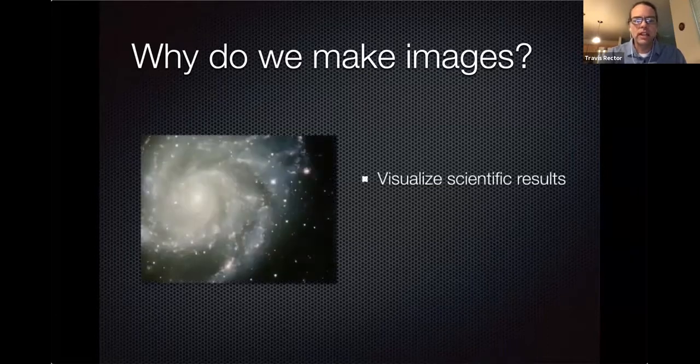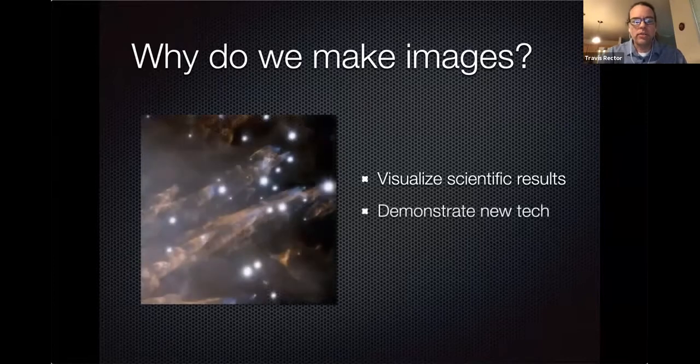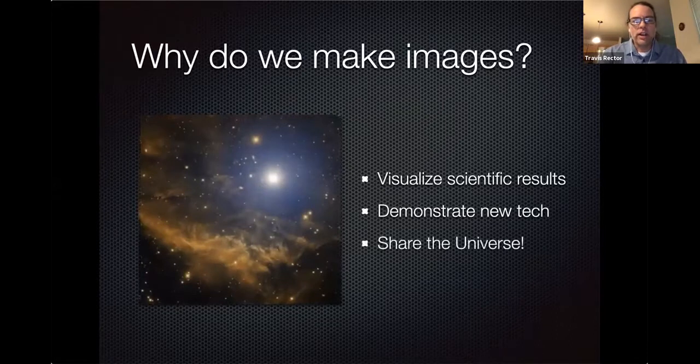Well, the first and most obvious is to help visualize scientific results. If there's a major discovery and we'd like to do a press release about it, we will often create a color composite image to go along with the press release. Another thing that we often do is make images to demonstrate new technology. For example, this picture right here shows one of the adaptive optics systems at Gemini Observatory in operation. And finally, a very small fraction of telescope time is set aside specifically for the purpose of just making pretty pictures, just to make images of beautiful objects in space to share with the public.